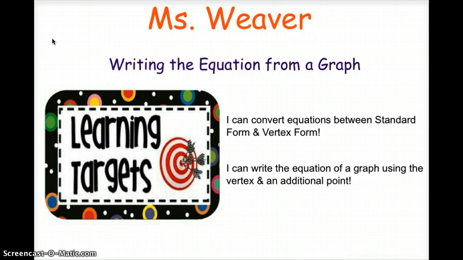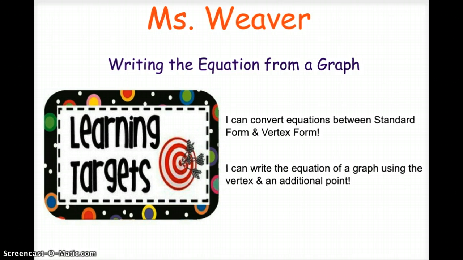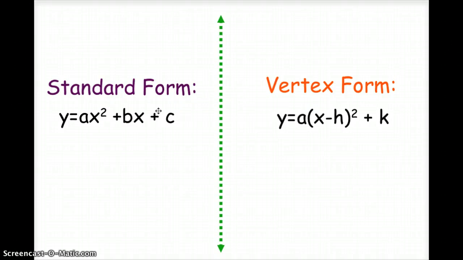So, let's just remember standard form versus vertex form. That's kind of what we're talking about. Standard form, ax squared plus bx plus c. Obviously, we have no parentheses. Vertex form, we do. And I am able to derive the vertex straight from the equation.